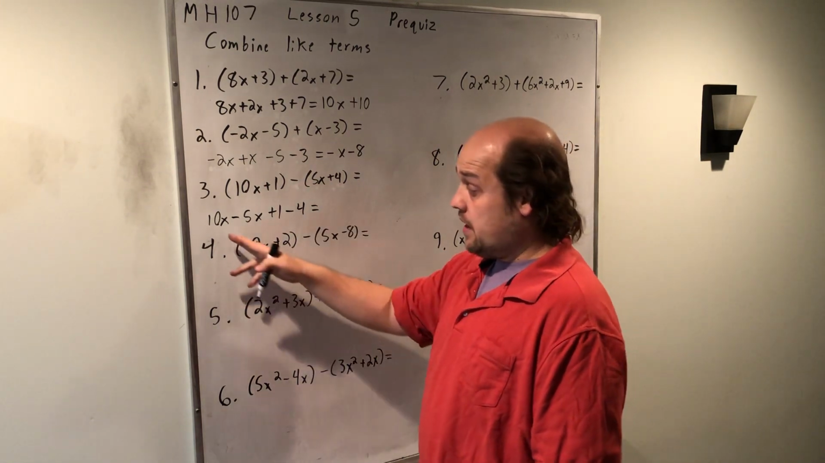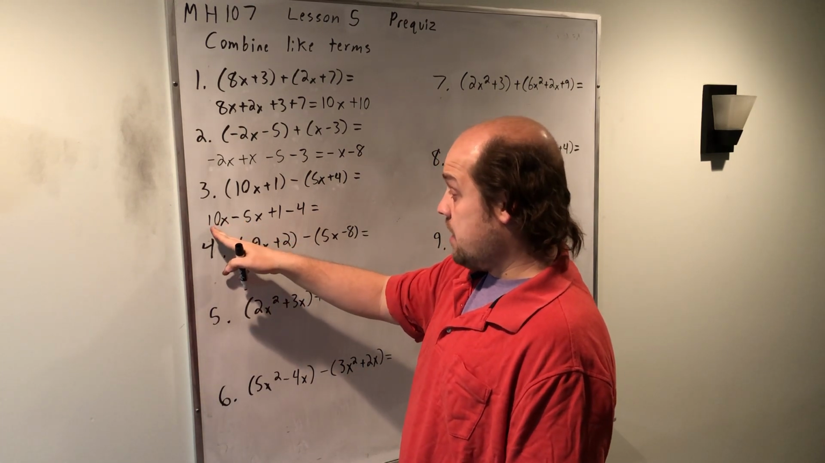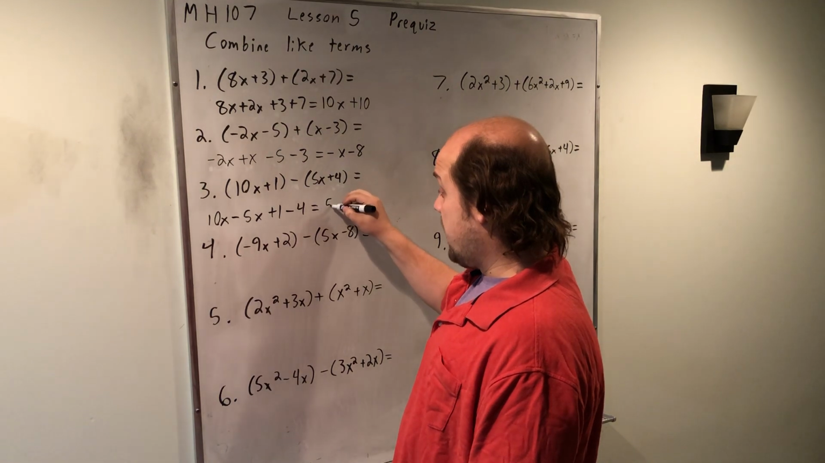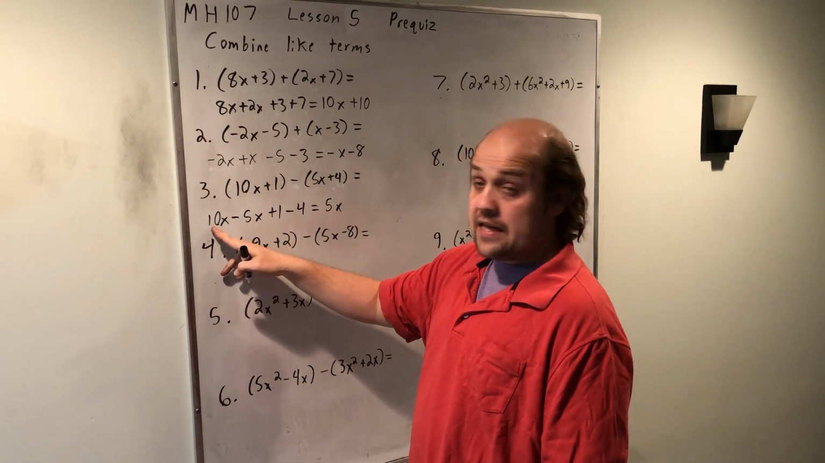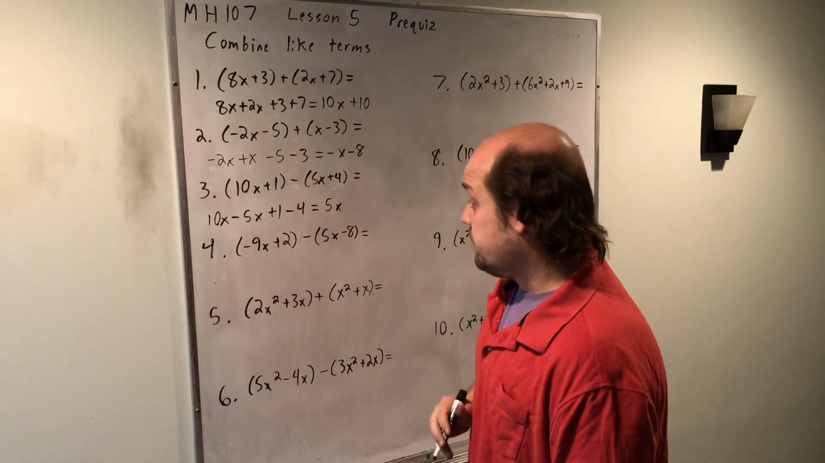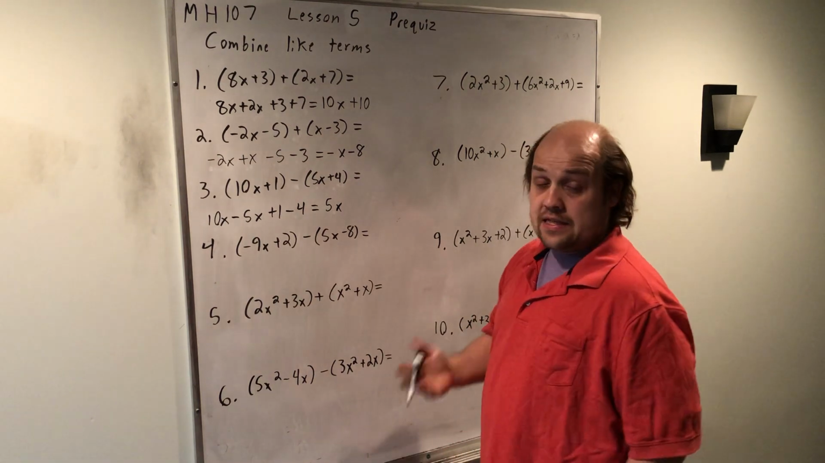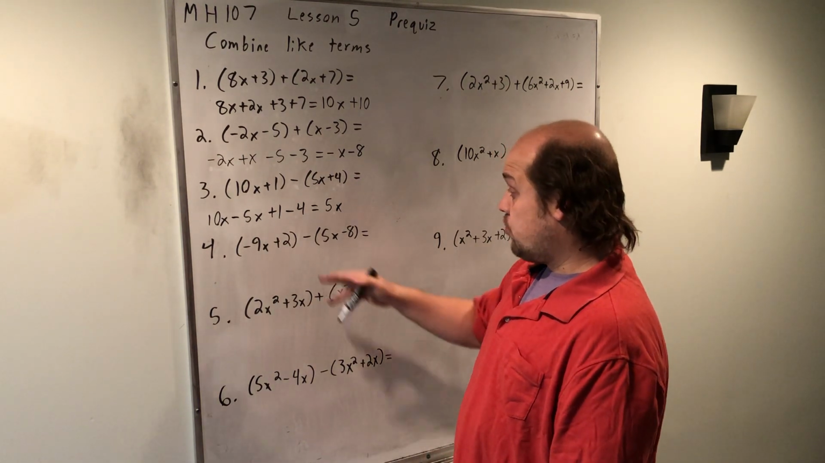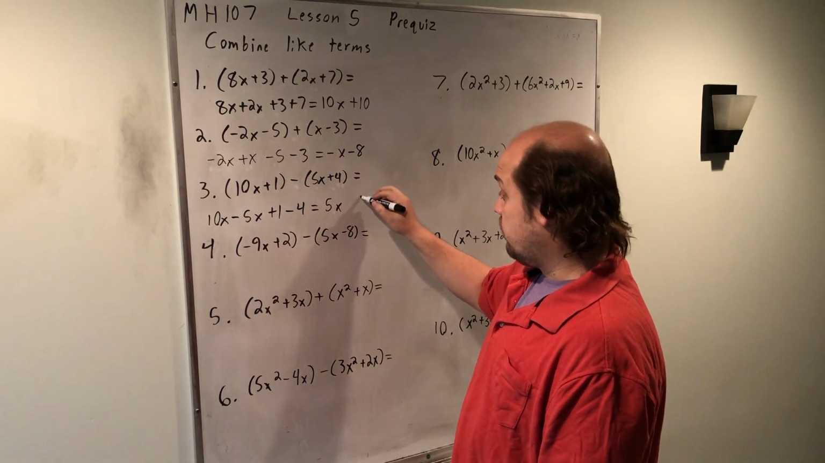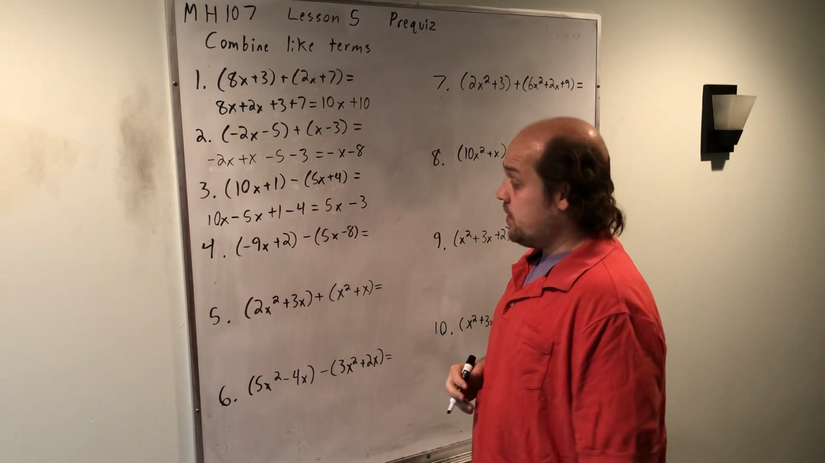When I go to combine the like terms, this positive 10x and this negative 5x gives me 10 minus 5 is 5 x's. Since the 10 is the larger number and it has an understood positive in front of it, the 5x is positive. I then have 1 and negative 4. These are different signs, so I subtract. 4 minus 1 gives me 3. And then the larger number had a negative in front of it, so I'm going to put a negative with it.